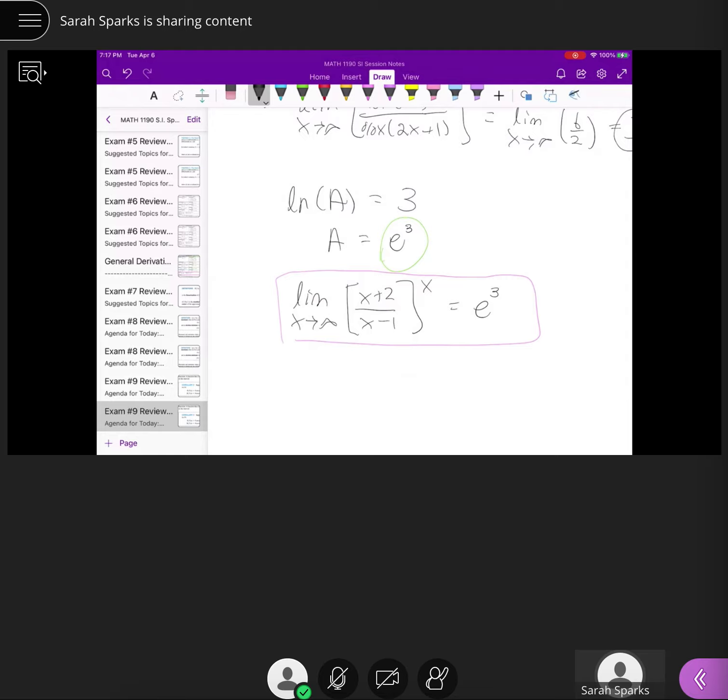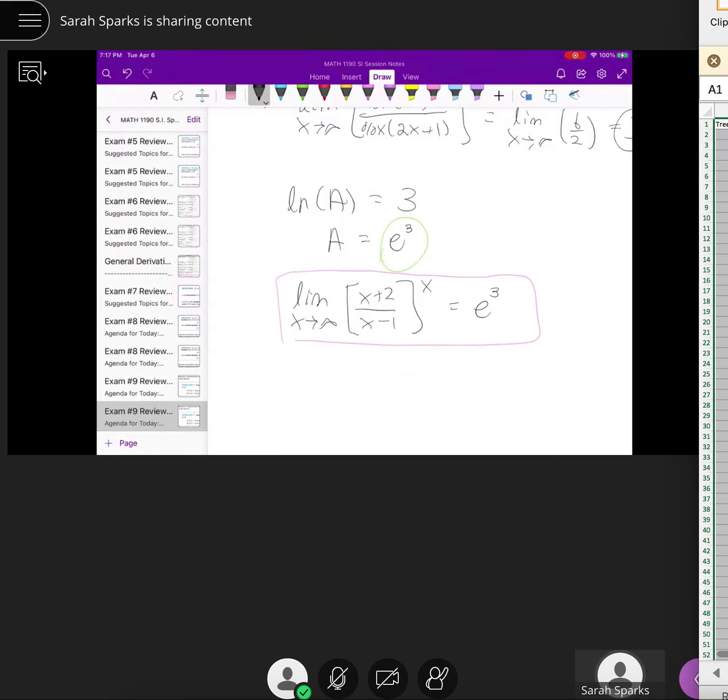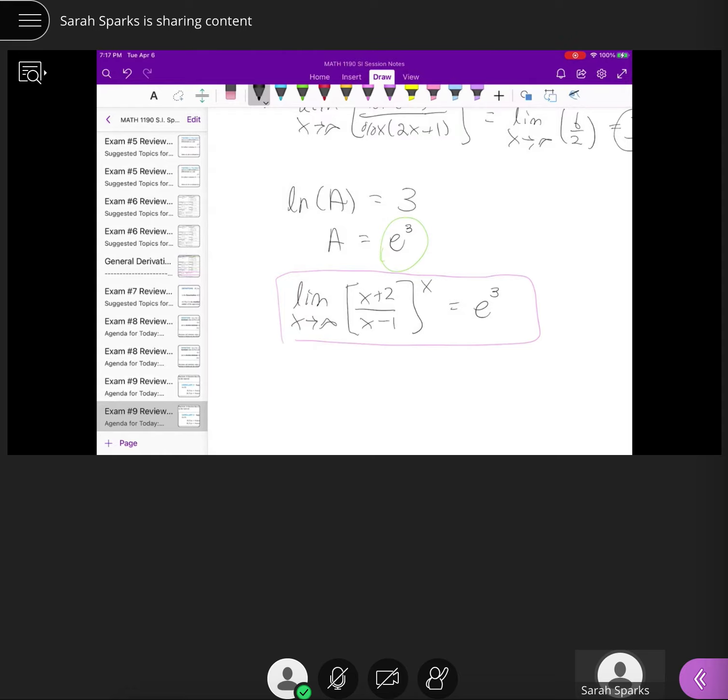I did this problem just because I thought, if he does something that hard, hopefully it'll prepare you, and if not, it's good practice because you'll really understand limits if you can do that problem.